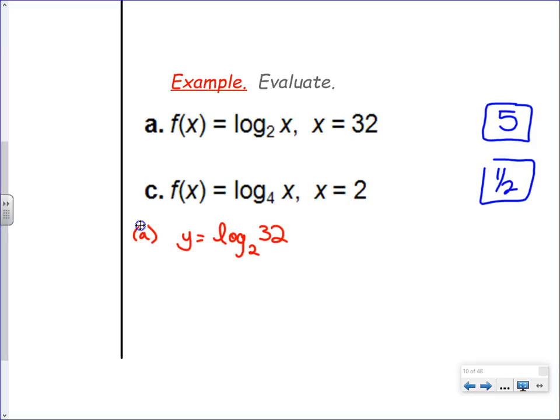Do you think in logs? I don't think in logs. I mean, I kind of do, but you don't think in logs. So coming back, what's another way of looking at this problem? 2 to the power of y is 32. You can do a big old 2 and a big old 2 and say, hey, 2 to the power of what is 32?